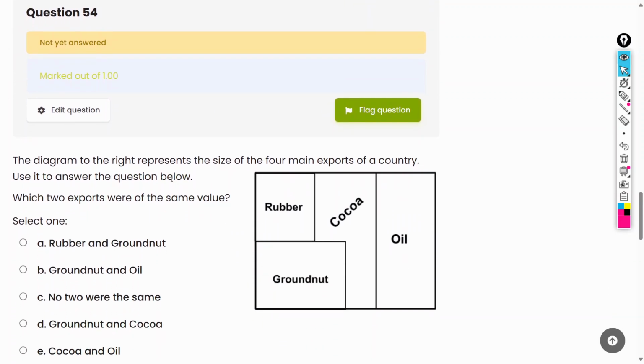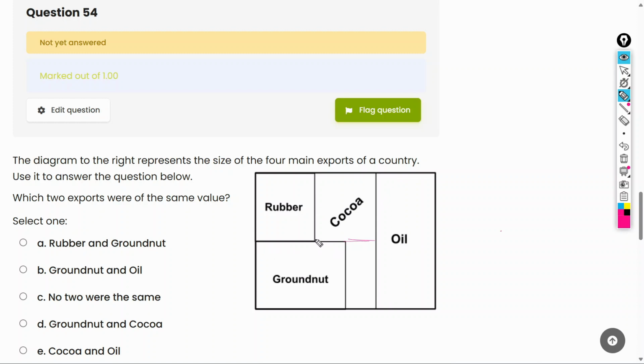The diagram to the right represents the size of the 4 main exports of a country. Use it to answer the question below. Which 2 exports were the same value? So let's look at these and decide which 2 were the same value. Rubber appears to be taking the smallest space. Oil is obviously the bigger. So let's look at cocoa and groundnut.